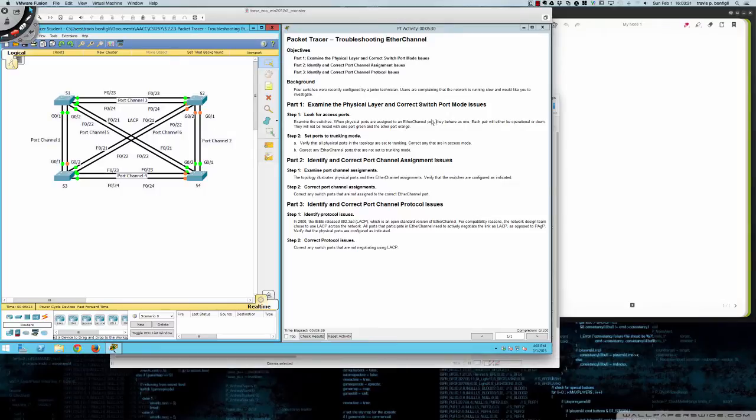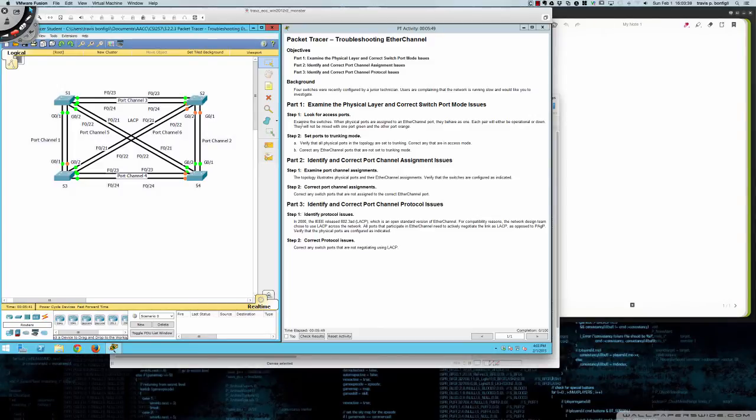So let's go ahead and jump in right here. Troubleshooting is always some of the most rewarding Packet Tracer scenarios that we get to work on. We've got 4 switches that were recently configured by a junior technician. Users are complaining that the network is running slow and would like you to investigate.